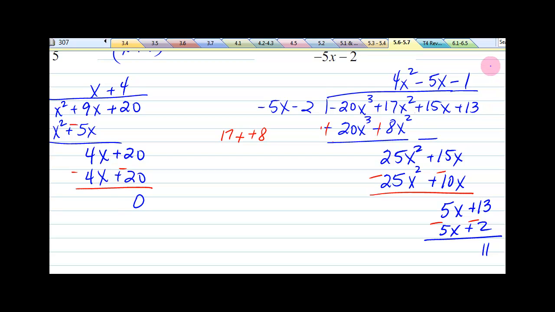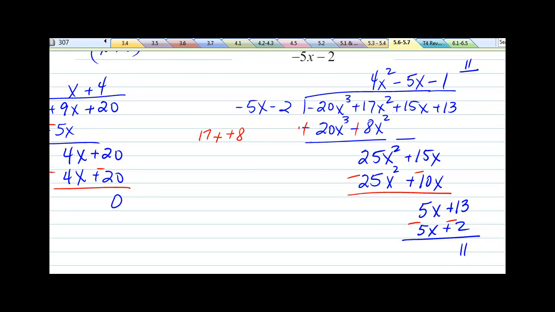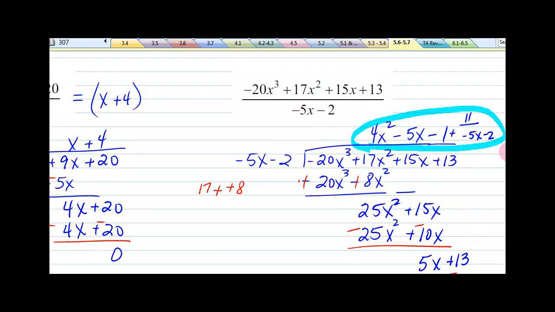We write this remainder just like we did with regular division. We write it up here in the numerator, and we write my divisor in the denominator. So I have negative 5x minus 2. But the difference between polynomial division and our other division is I need a sign right here. So since this 11 is positive, I write plus 11 over negative 5x minus 2. That right there is the answer to my polynomial division of this term right here.